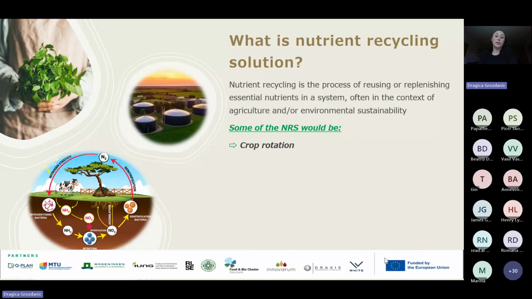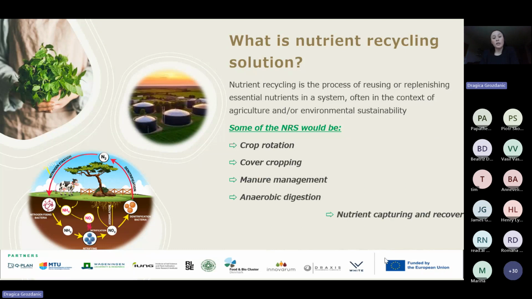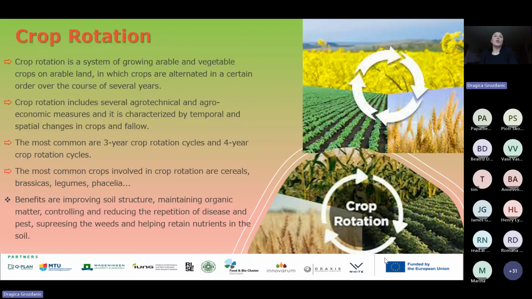Some examples of nutrient recycling solutions would be crop rotation, cover cropping, manure management, anaerobic digestion, nutrient capturing and recovering from wastewater, biochar production, and many others, which Piotr is going to say more about in his presentation. So let me just touch on some of these examples.